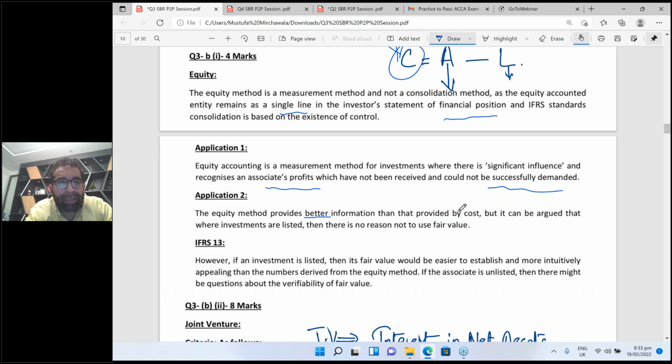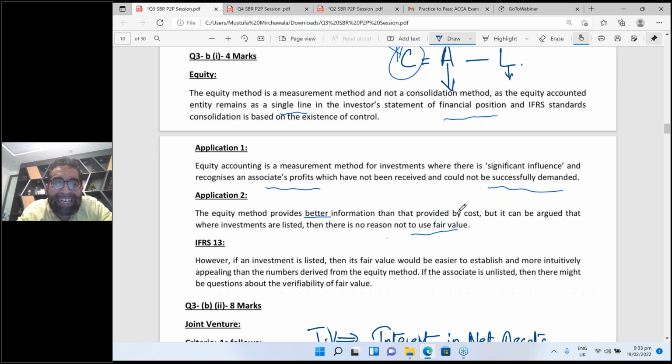But it can be argued that where investments are listed, there is no reason not to use fair value. Yes, when it is a listed investment, then fair value is excellent because fair value gives you the real picture. If an investment is listed, its fair value would be easier to establish and more appealing than the numbers derived from the equity method.